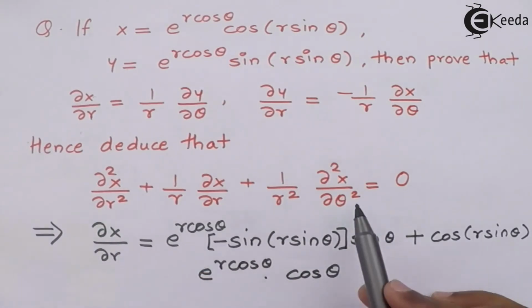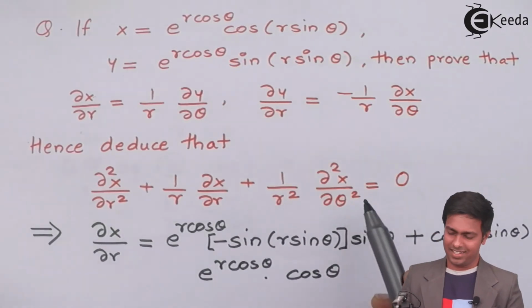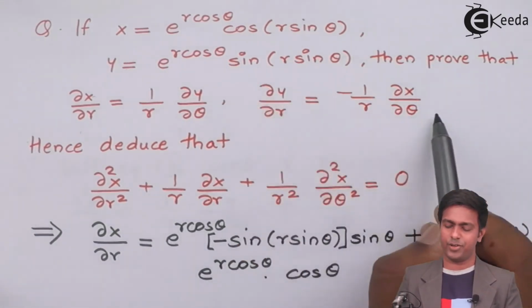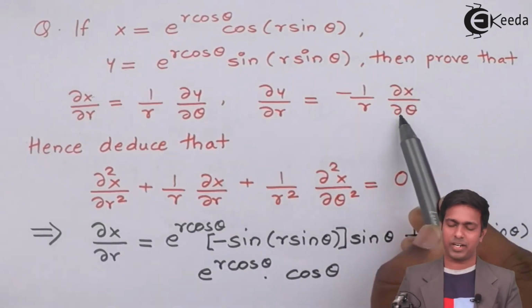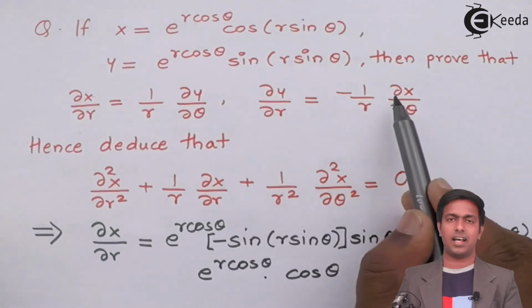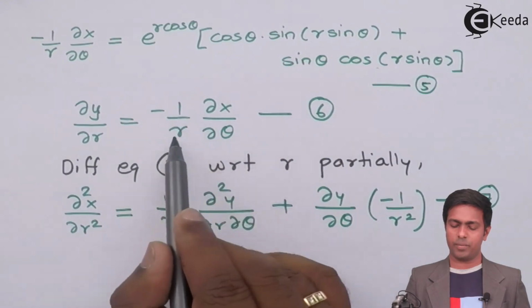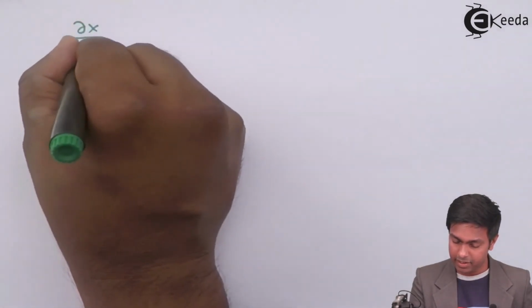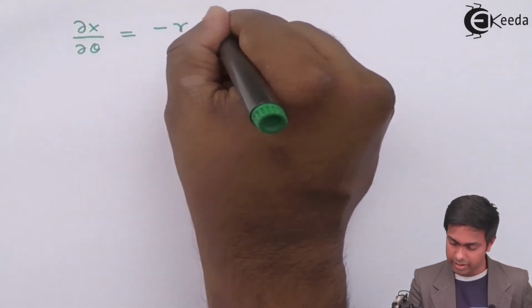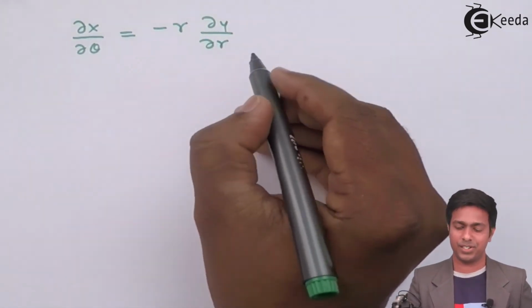Now to find the second value, that is del square x by del theta square, we have to differentiate this equation with respect to theta partially. This result is our equation number 6 here. So we'll rearrange this, we'll send this negative 1 by r to that side, so that will become del x by del theta equal to negative r del y by del r, and now we will differentiate this with respect to theta partially.